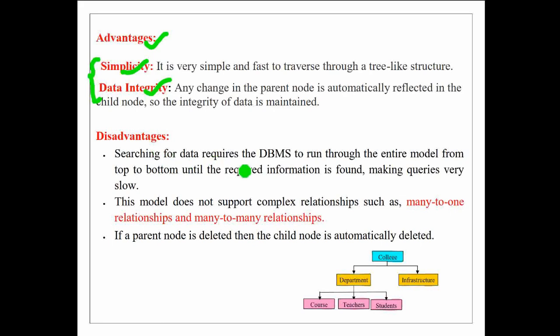Let's see the disadvantages of hierarchical model. In hierarchical model, data access is very slow because searching for data requires to run through the entire model from top to bottom until the required information is found. It makes data access very slow. For example, if we want to access a student record, the entire path from college node, that is root node, to student node has to be traversed.